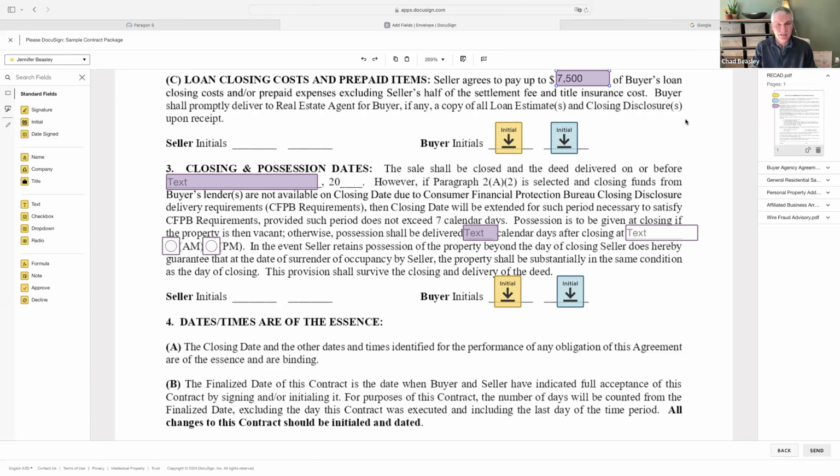And it's just saying that the seller is going to pay their normal stuff, half the attorney, half the title, transfer, the termite bond, things like that, whatever those normal things would be. And then in addition to those items, they're going to pay $7,500 toward your buyer's closing costs and prepaid items. And prepaid items would be things like taxes, insurance, things that go into that escrow account.